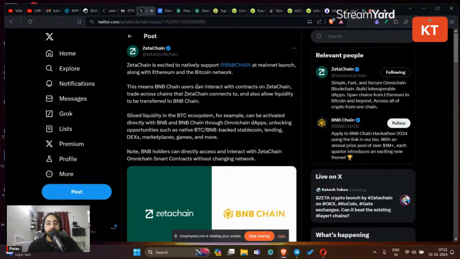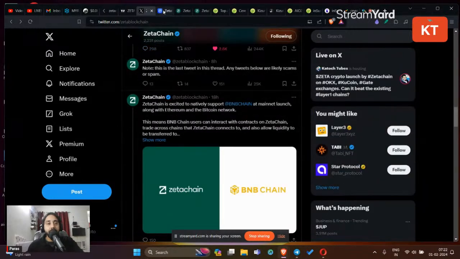Any user can interact with the contracts on Zeta chain and trade across chains that Zeta chain connects to. If Zeta chain connects to Ethereum, to Linea network, to your BNB chain, or maybe Algorand, or maybe Harmony, whatever chain you have, it has the power to communicate with those chains. That makes this Zeta chain quite impressive compared to the existing chains out there.